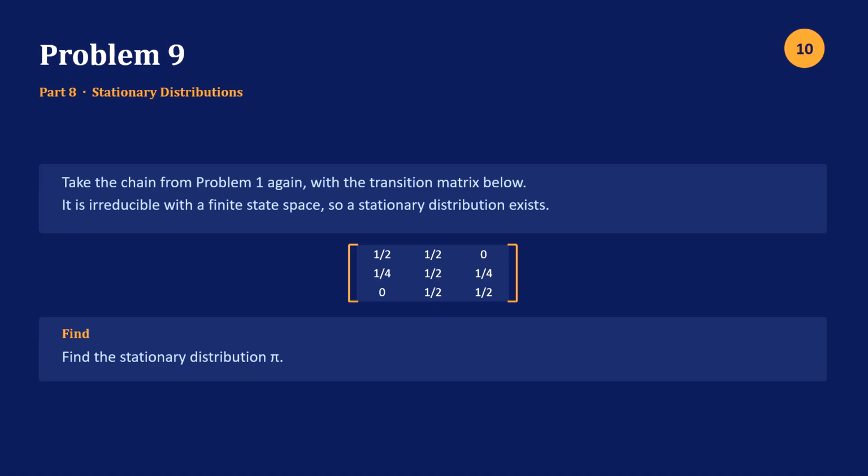Problem 9 relates to stationary distributions. I took the Markov chain from problem 1 at the beginning of this lesson. And the question is, find the stationary distributions for this Markov chain. Remember, that's the probability of being in each state in the long run. So we have states 0, 1, and 2, so we need to find 3 probabilities. We call the row vector pi the stationary distribution.